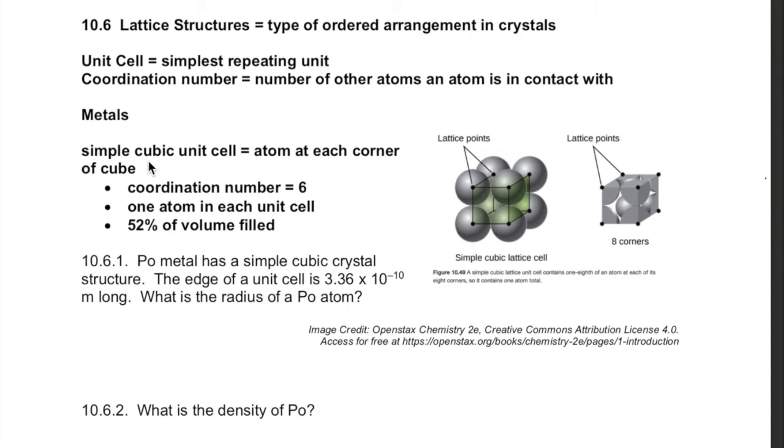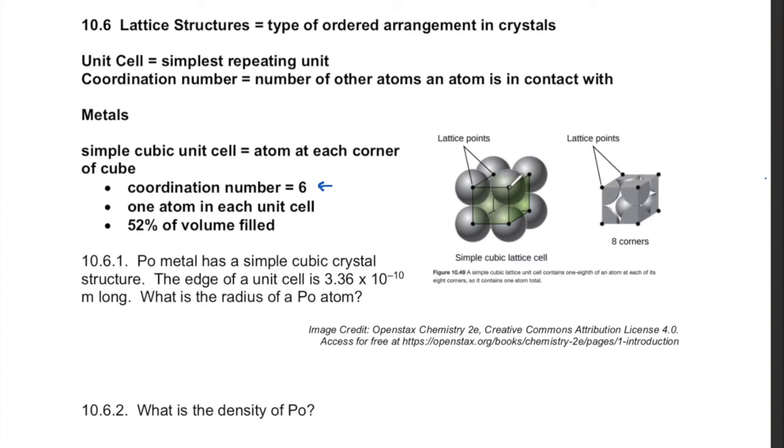The first one we're going to look at is a simple cubic unit cell. So that is what we were just describing here, with one sphere at each corner of the cube. And some details to note about this unit cell is that it has a coordination number of 6. What this means is that each sphere is in contact with 6 neighbors.